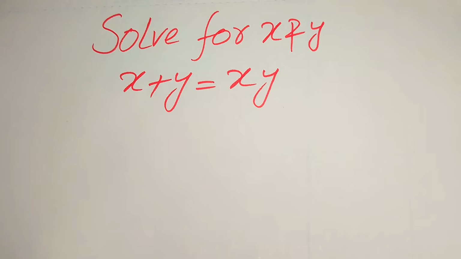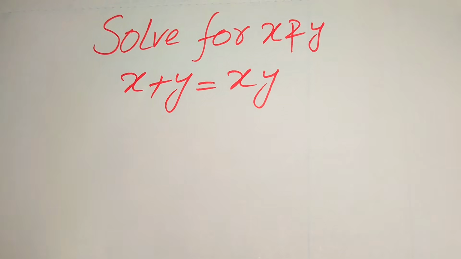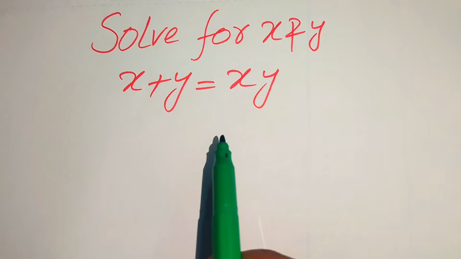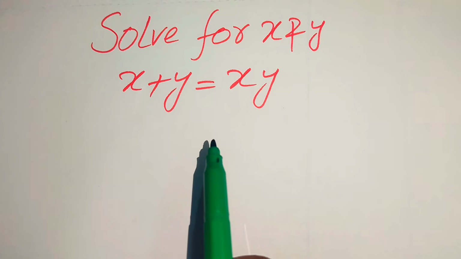Hello everyone, welcome to solve this nice math Olympiad algebra problem. So here we have x plus y is equal to x times y, and we solve this problem for all the values of x and y.